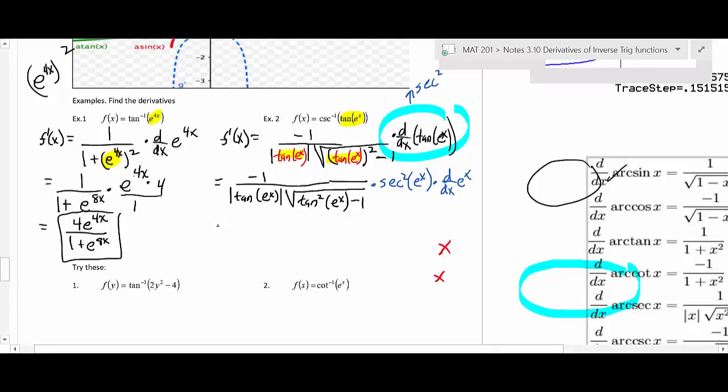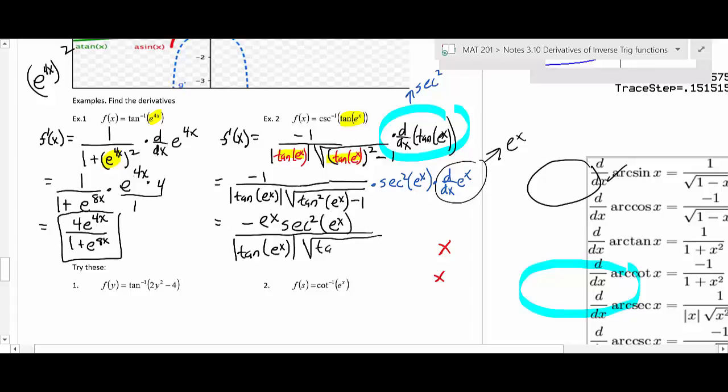Okay, so now when I put this all together, that derivative right there goes to e to the x. So if I put this in a numerator, I'll have negative e to the x, secant squared of e to the x, like that, all over the absolute value of the tangent of e to the x. And then we'll just write that as square root of tangent squared e to the x minus 1. Okay? And that's as far as I'll take that. And then that should be good enough for our answer, like that.